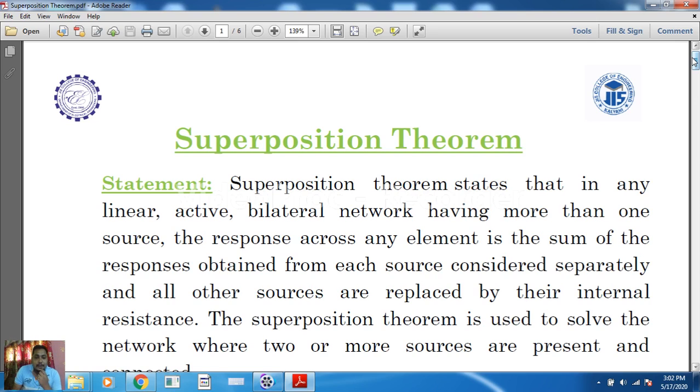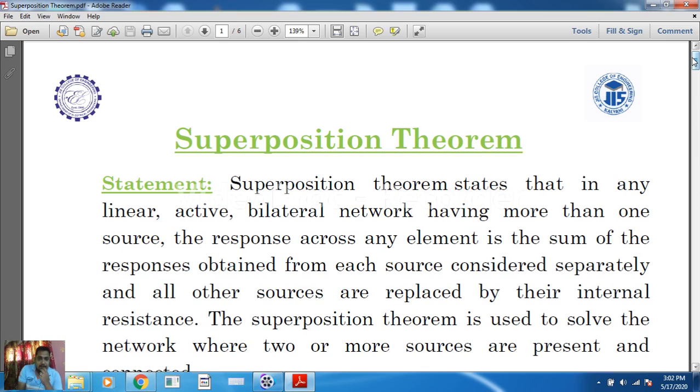We all know that. But if the circuit is a large one, if the circuit contains two or more than two sources, then we can use the superposition theorem. Before the statement, we have to know the conditions when we can apply it. Three things are there: the circuit should be linear, the circuit should be bilateral, and the circuit must contain two or more than two sources.